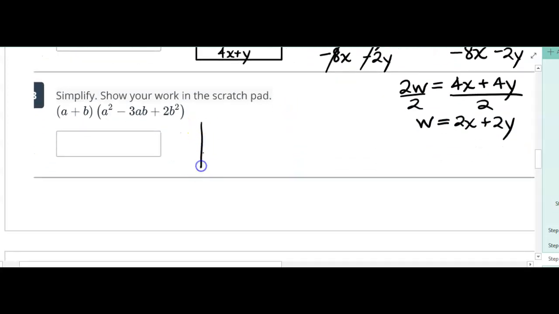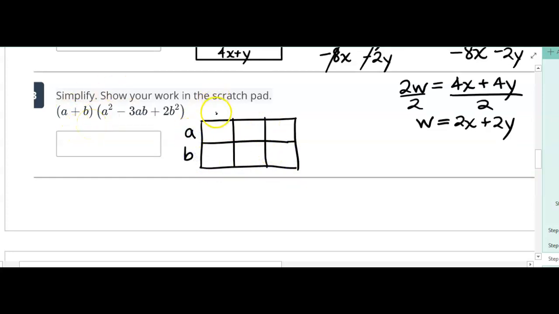Here's another one that's good to use a box, but a lot of people probably had trouble with the exponents in these terms. So we have a squared, negative 3ab, 2b squared. When I multiply them, I get a cubed, negative 3a squared b, 2ab squared, a squared b, again multiplying, negative 3ab squared, and 2b cubed.